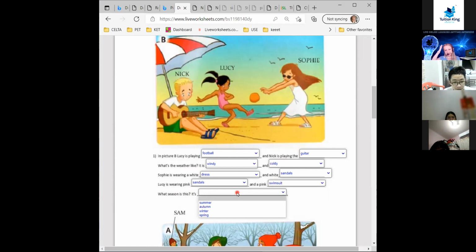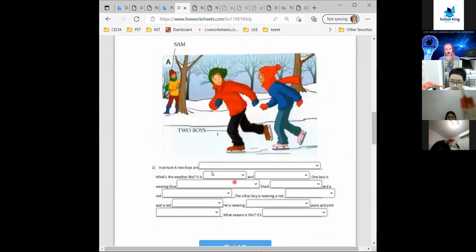What season is this? It's summer. The season is summer. Okay. Let's go to the next one, Esther. In picture A, two boys are skating. Very well. Thank you. T-Roy, the next one.